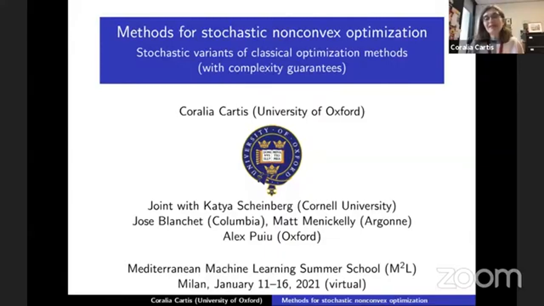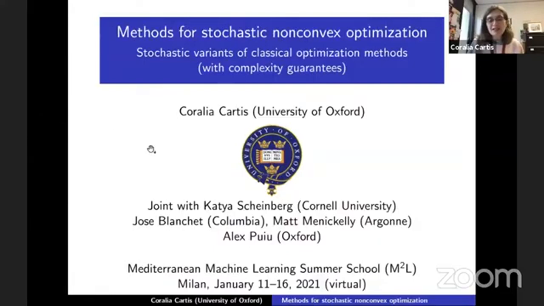And today, what I would like to talk about is the power and virtues of classical optimization methods for non-convex problems, and how this could be applied to the modern context of stochastic optimization. What do they have to offer? What is their power and strength? That's my angle in my talk today.